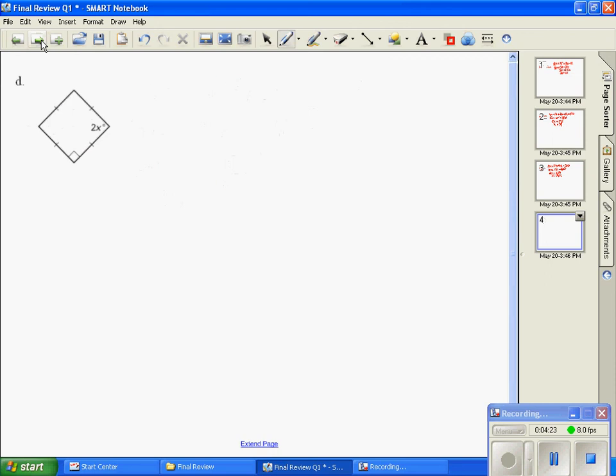Our last example is a square. The reason we know this is a square is because they tell us that all four sides are congruent, and they show us that one of those angles is a right angle. Therefore, all the rest of these must be right angles. So knowing this, we know that this angle 2x is also a right angle. So that means it's 90 degrees. So all we have to do is say 2x equals 90. And so solve for x. So x equals 45. This completes the examples for this problem.